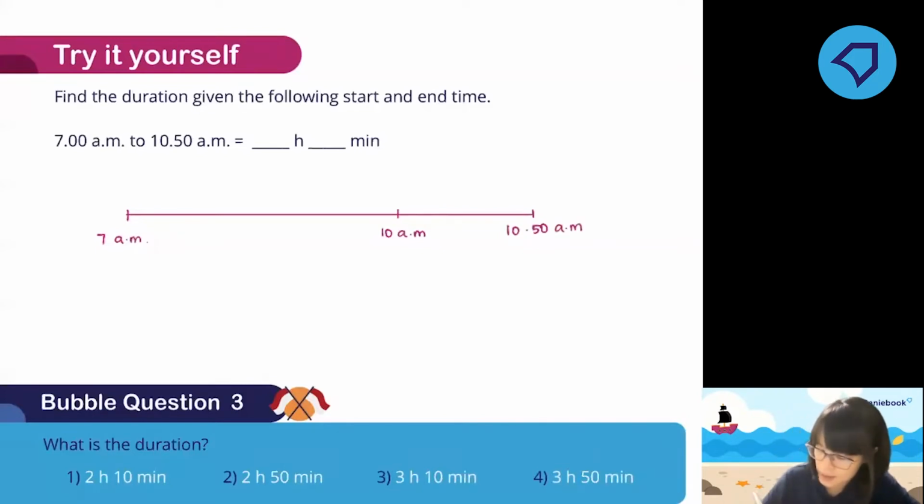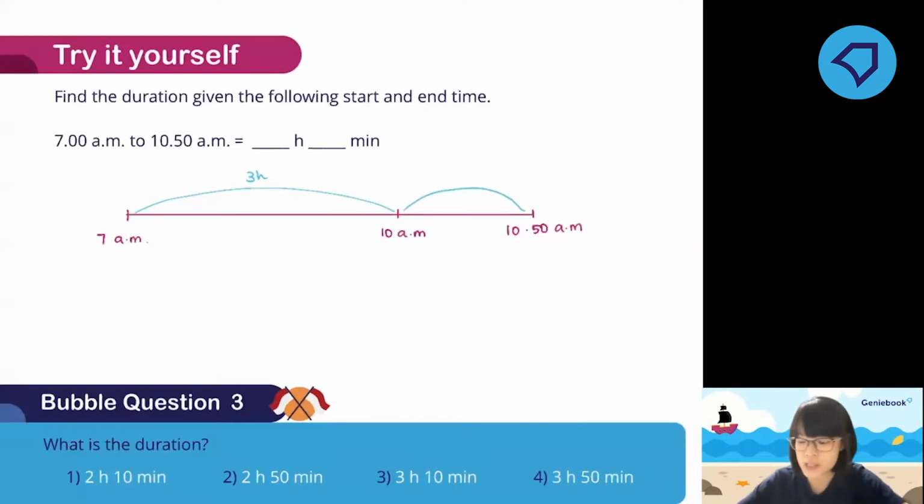10:50 a.m. So from 7 to 10, you can count, right? 7 to 8, 8 to 9, 9 to 10. So 7 to 10 is actually 3 hours. So over here we have 3 hours. And then from 10 a.m. to 10:50 is just 50 minutes, right? You start from the o'clock and then you move all the way pointing to the number 10. That would have been 50 minutes.